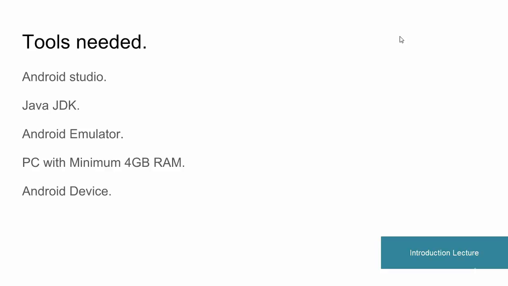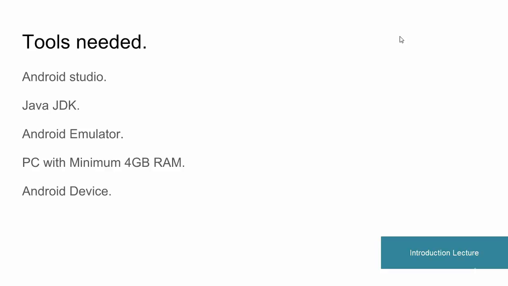Now after Android Studio, one more thing which is required is the Java JDK, and we are going to connect the Java JDK to Android Studio so that we could develop applications and run them. Then finally, in order to actually run and test our applications, we are going to use an Android emulator which is inbuilt in Android Studio.